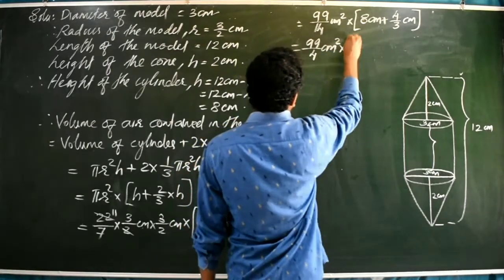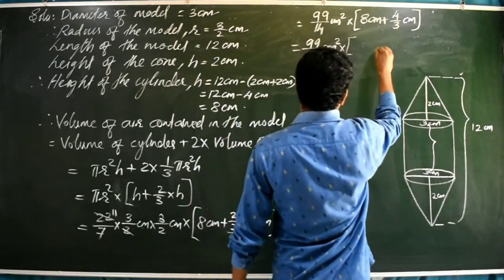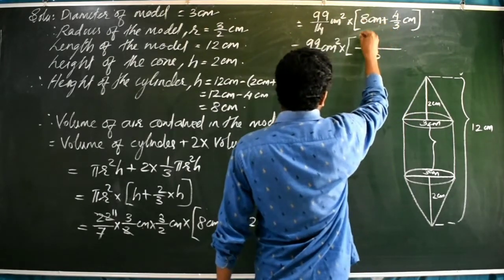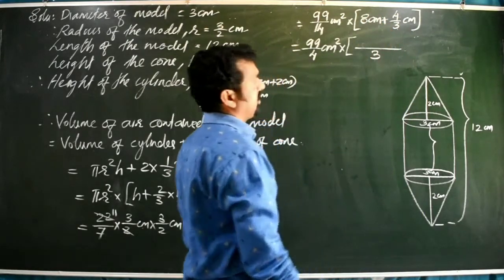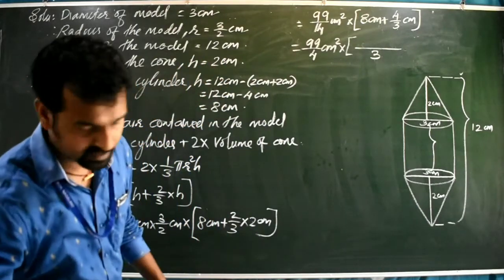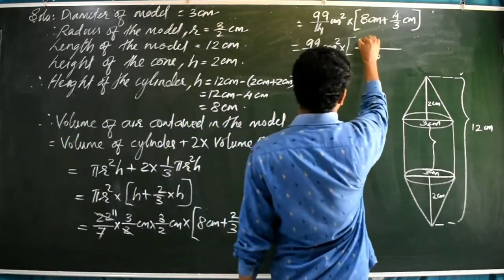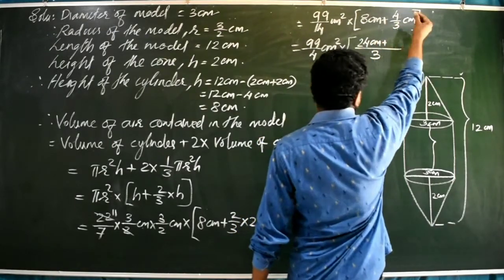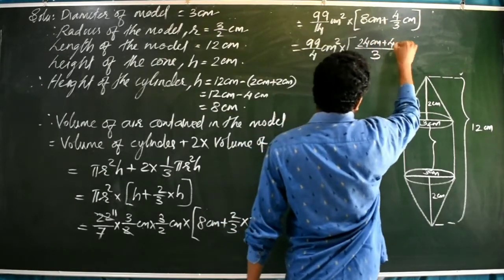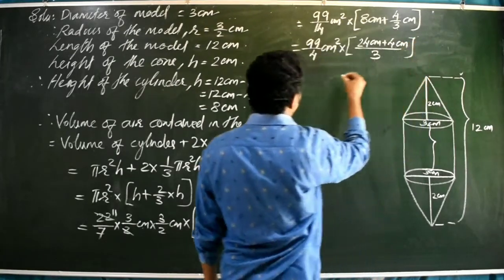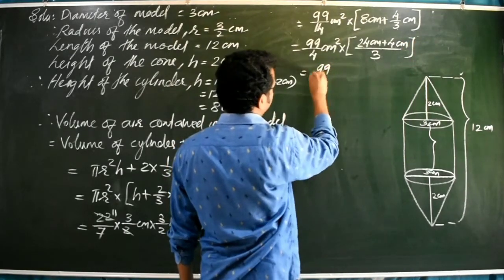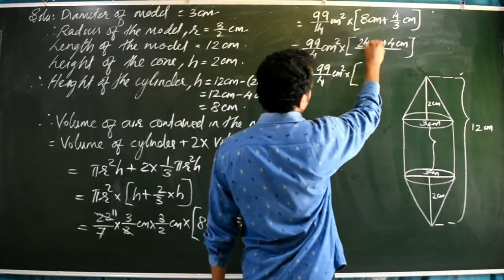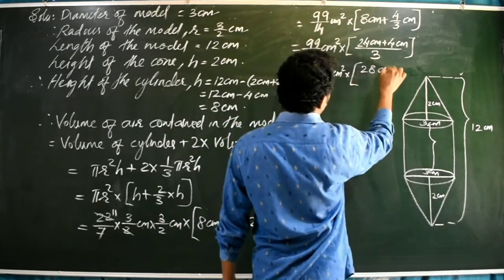square into, take LCM. What is LCM? 3 is the LCM. Find out numerator. 8 threes are, first rational number into LCM, that is 8 into 3, 24 centimeter. 24 centimeter plus 4 by 3 into 3, second rational number into LCM, 3 we can cancel. It will come 4 centimeter. Then that is equal to 99 divided by 4 centimeter square into 24 plus 4, that is 28 centimeter.